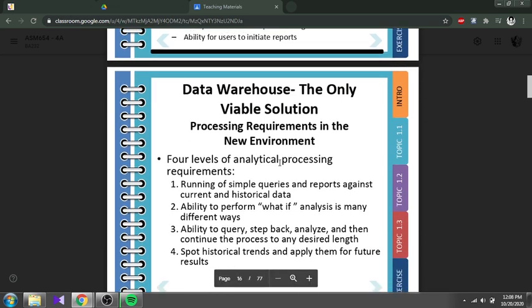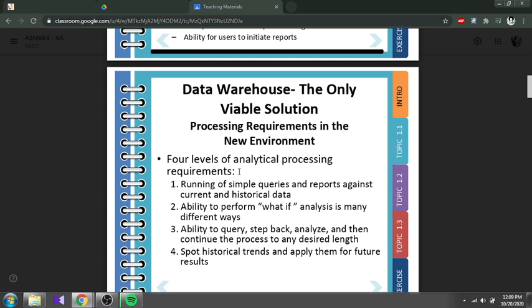Processing requirements in the new environment: four levels of analytical processing requirements. The requirement for the data warehouse is running simple queries and reports against current and historical data. That is number one. And the ability to perform what-if analysis in many different ways. Maybe we can remove one of these records, and we can predict what can happen in this situation if this kind of data is not there.